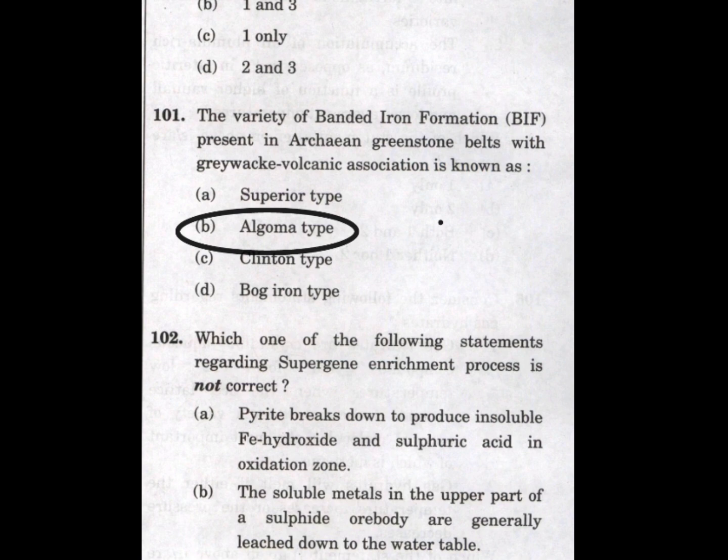Next type is Superior type. Superior type is formed during the Proterozoic. They are typically found on stable continental shelves and characterized by large size and extensive lateral extent. They are formed during 2.8 to 1.8 billion years ago. The formation environment is stable continental shelf, composed of hematite and magnetite with alternating layers of iron oxide and silica chert. Size is large, with dimensions often greater than 100 meters in thickness and extending over 100 kilometers. Okay. Next.